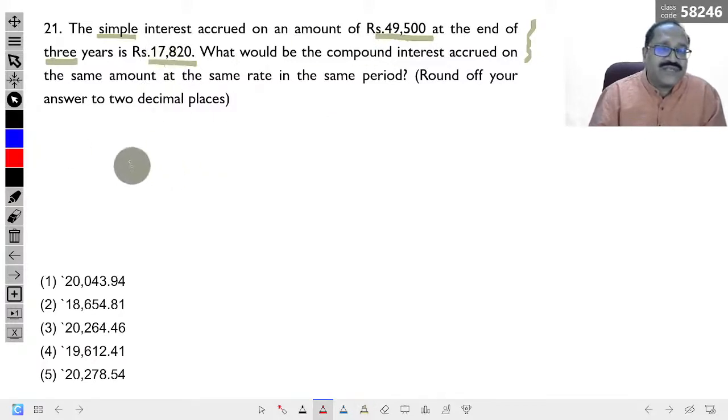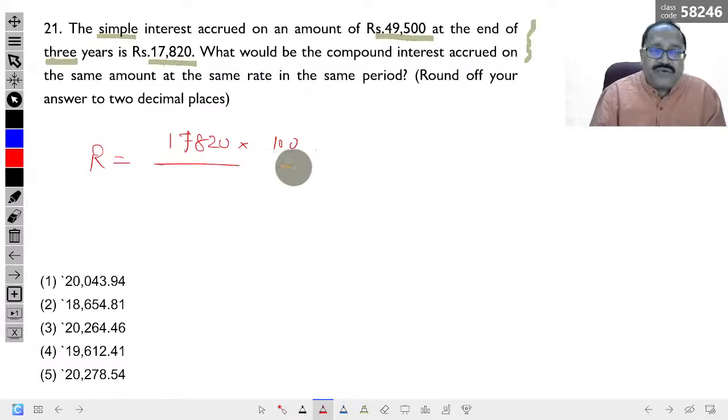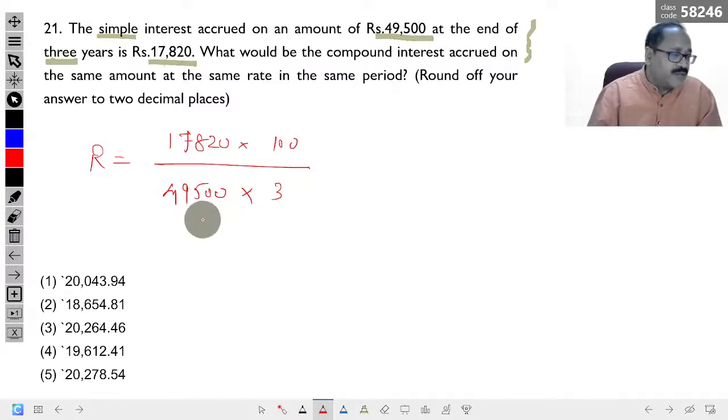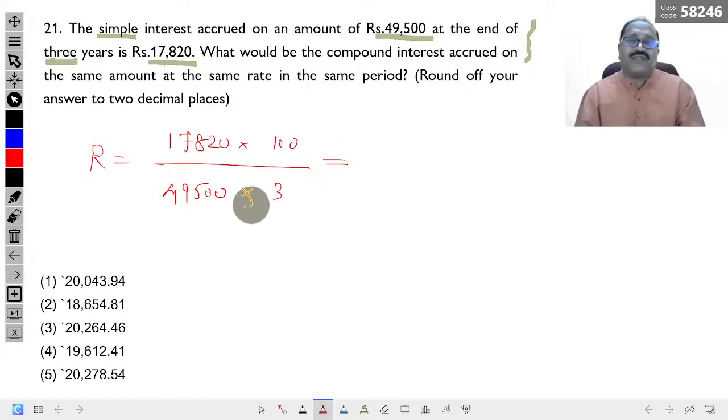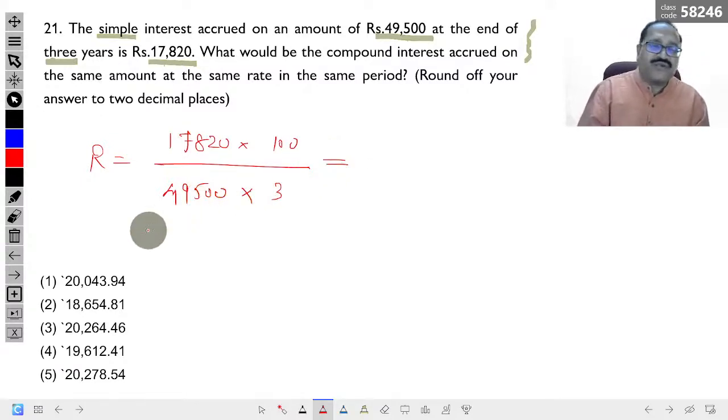Look at this one. This is R is equal to simple interest की छोटी सी फार्मूला है, या अरेंजमेंट बोलिए उसको, 17,820 SI into 100 by P into T, and the P is 49,500 and into T 3 दे रखा है. So वह विदिशा, अच्छा विदिशा, you answer the previous question. So by cancelling this you will get the R, and the moment you get the R, the next part how to do it we will discuss that.